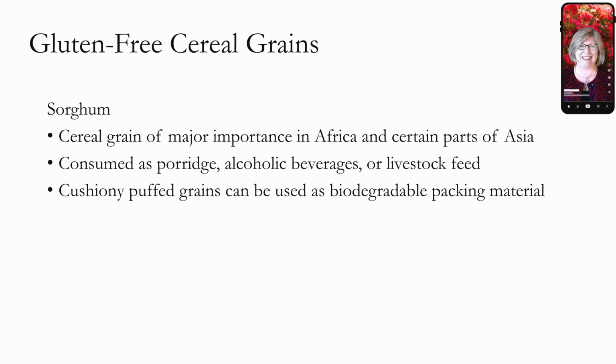Sorghum is the cereal grain of major importance in Africa and certain parts of Asia. It's consumed as porridge, alcoholic beverages, or livestock feed. Its cushiony puffed grains can be used as biodegradable packing material.